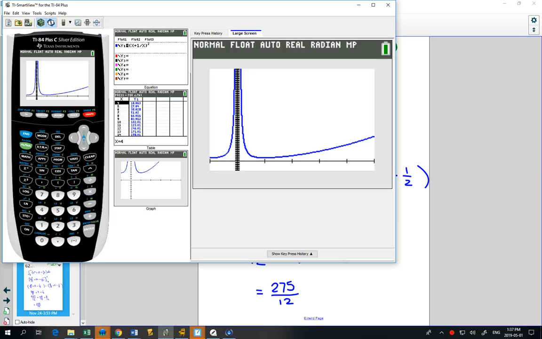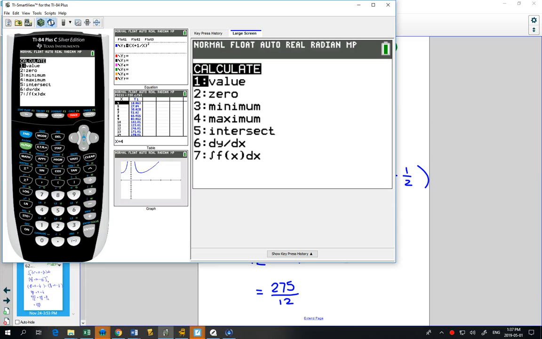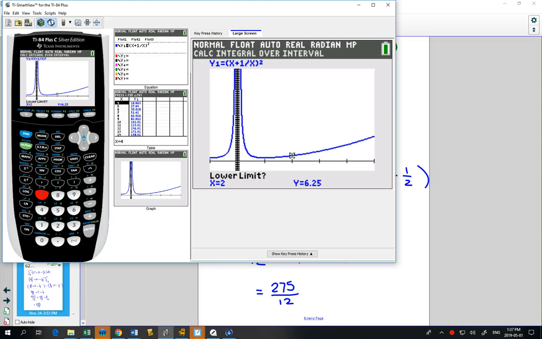On your calculator, if you go to second calculate, number 7 has an integral. You can push number 7. It says, where would you like to start? I like to start at 2. Where would you like to end? I'd like to end at 4. It'll even shade it in, not crayon, a little disappointing. But you get 22.916.